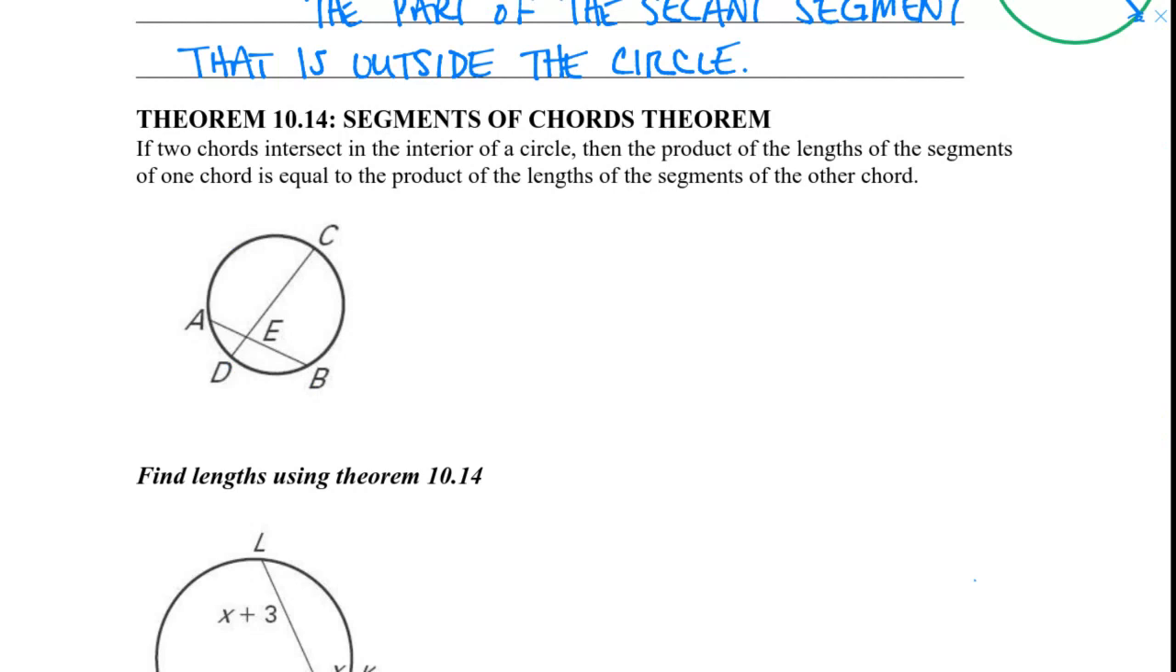So let's look at this circle here, which has some of these chords labeled for us. What we're saying is that we have two chords that are intersecting in a circle at point E. We're saying that the product of the lengths of the segments of one chord, so if we look at, say, chord AB, the segments would be AE and EB. If we multiply those segments, it's going to be equal to the product of the segments of the other chord. So we look at chord CD, the segments of that are CE and ED, and those products will be equal to each other.